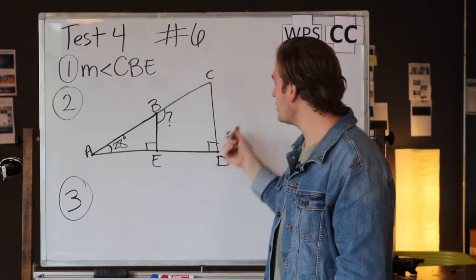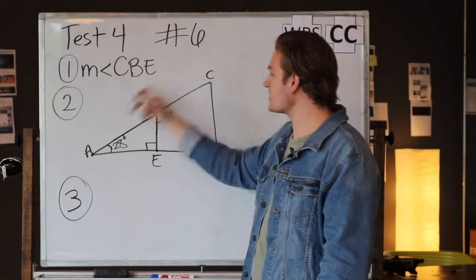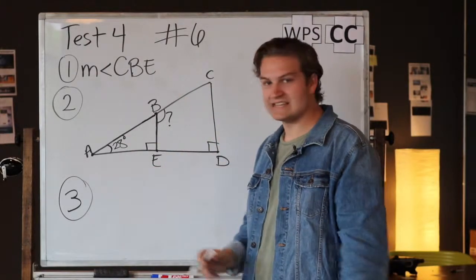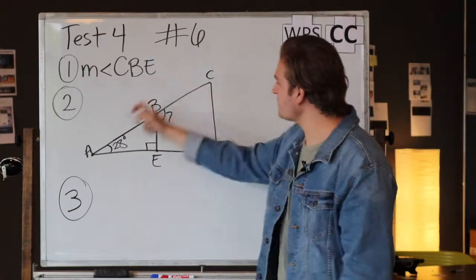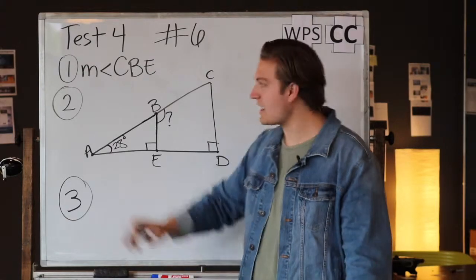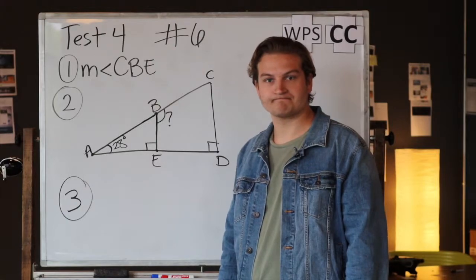Well, everything that we know is represented in the picture that they give us in the problem. So I just went ahead and recreated the picture on the board. Everything that we know or need to know is demonstrated in this picture. And using the information in this picture, we are going to move on to step 3 to solve the problem and find the measure of angle CBE.